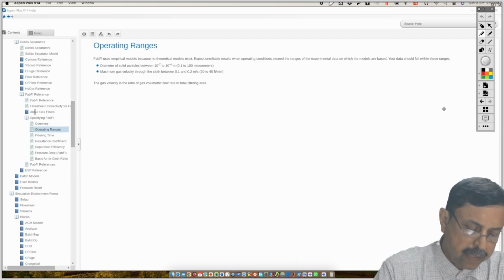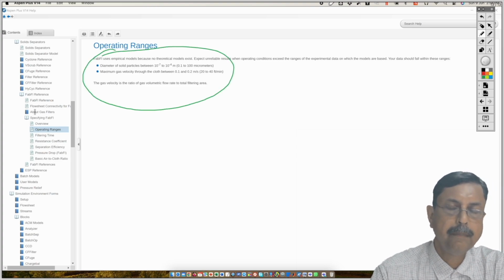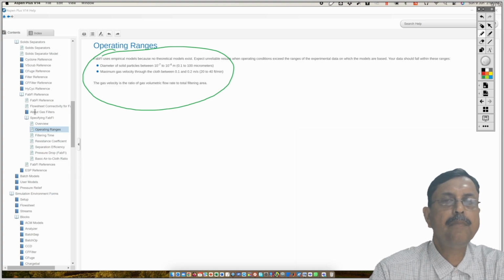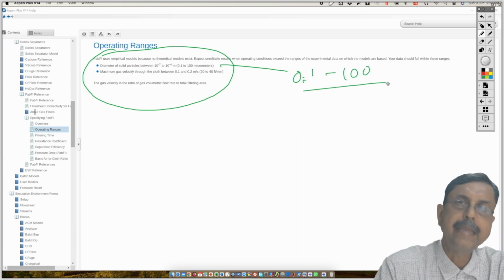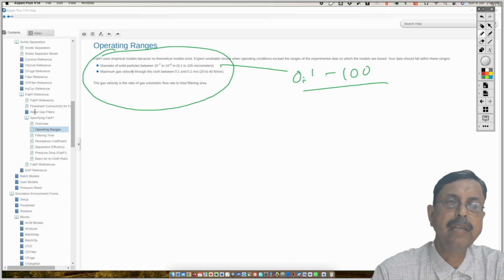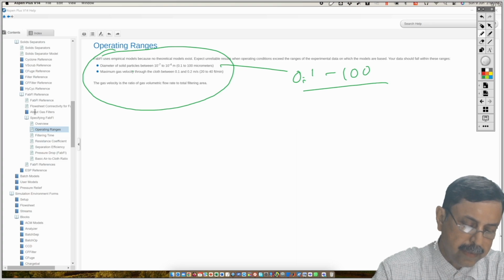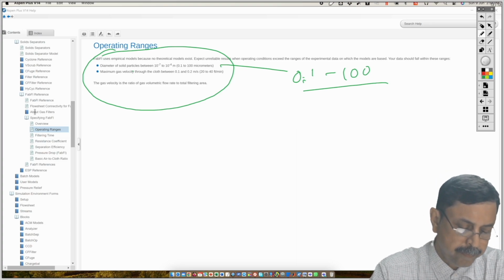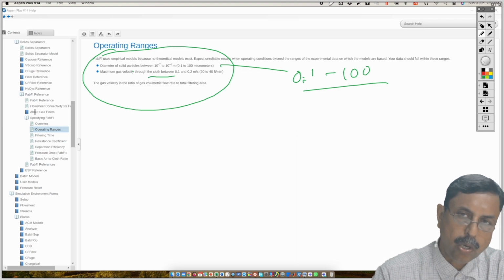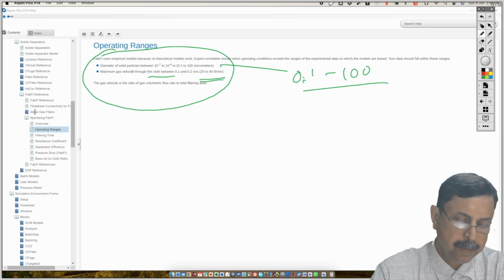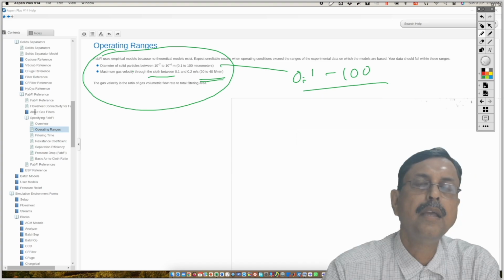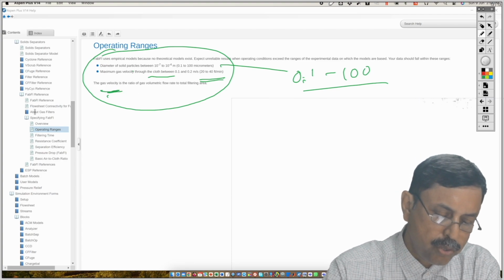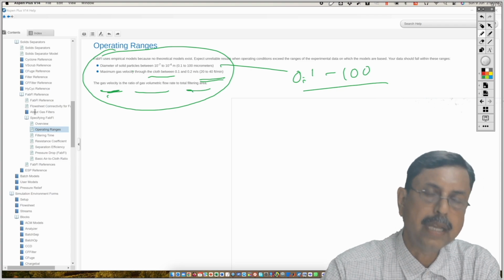So these are the operating ranges of the FabFL model, because if you calculate something outside them, the results may be unrealistic. So what are the operating ranges? The diameter of the solid particles should lie between 0.1 to 100 microns. The FabFL model will give the best result if your solid particles lie between 0.1 to 100 micron size. And the maximum velocity through the cloth should fall between 20 to 40 feet per minute, so the maximum pressure drop should not go beyond that. The calculation of gas velocity is very easy: it is the total gas volumetric flow rate divided by the total filtering area.